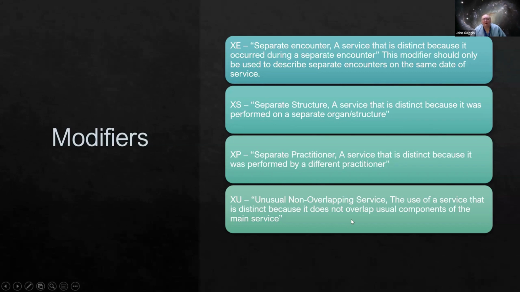And then the XU modifier, just to be aware that it exists, is unusual non-overlapping services. And if you ask anybody exactly what that means, they're lying if they think they know, because no one seems to really understand exactly what the XU is.